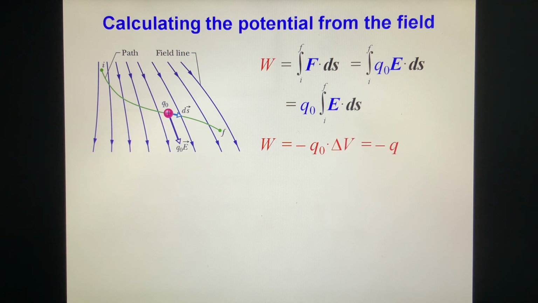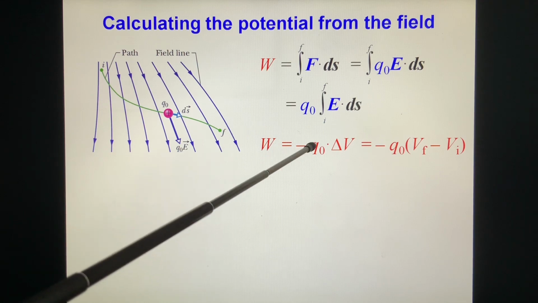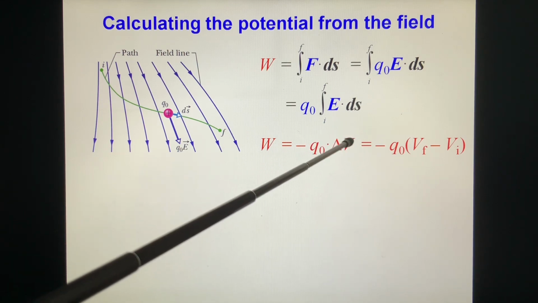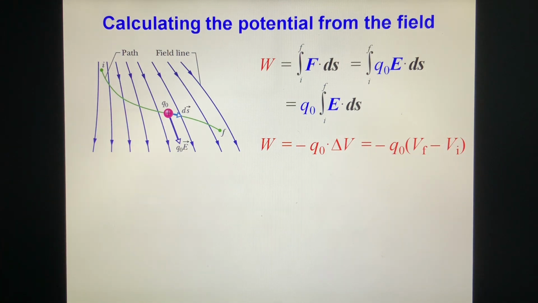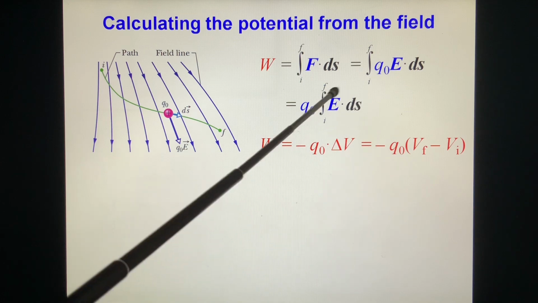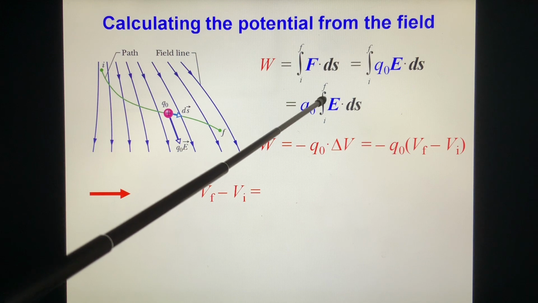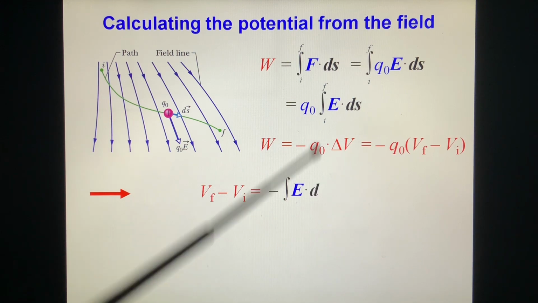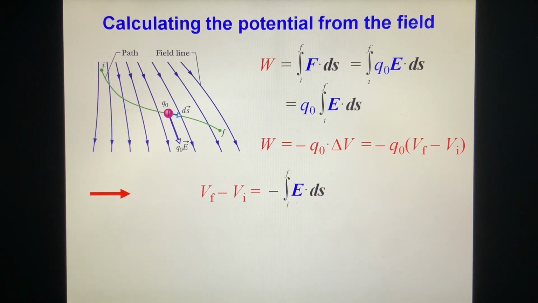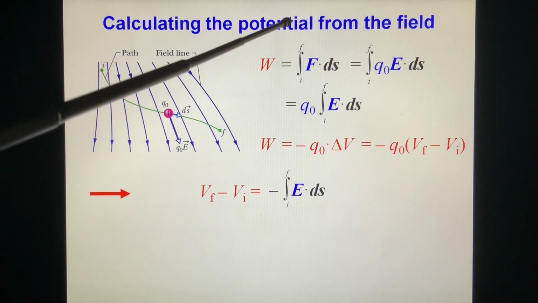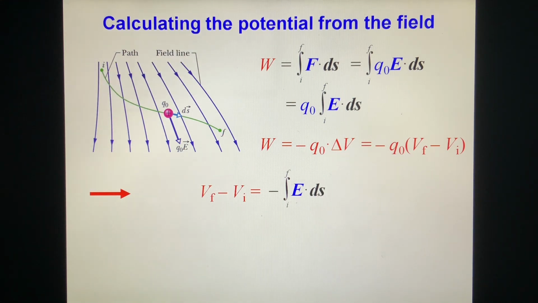From the electric potential energy point of view, W equals minus Q0 delta V, where delta V is V final minus V initial. They are the same work done, just calculated by definition from a different point of view, so they must be equal. Comparing the two, we get V final minus V initial equals minus the integral of E dot ds from initial to final. This is calculating the potential from the field.